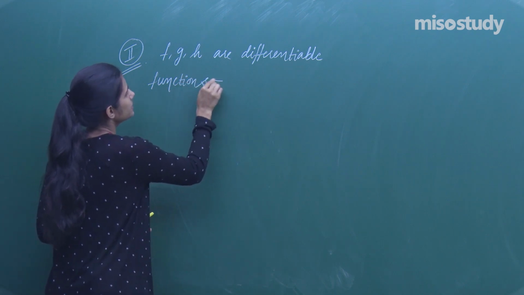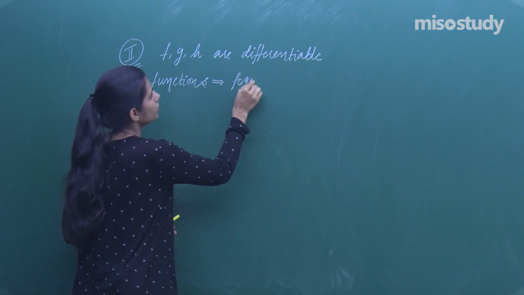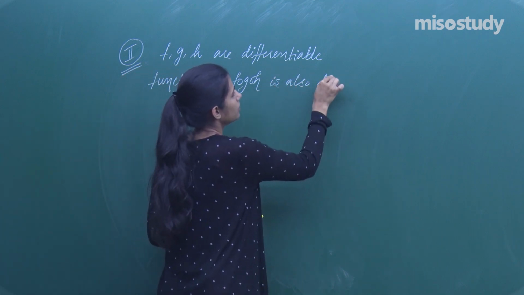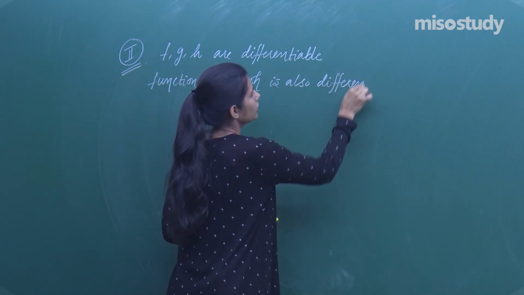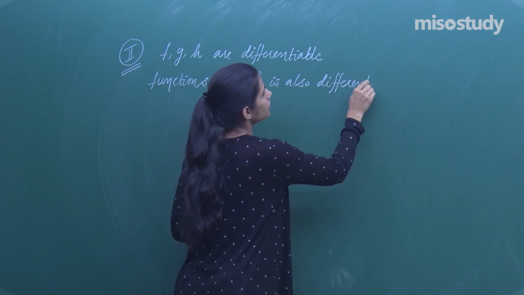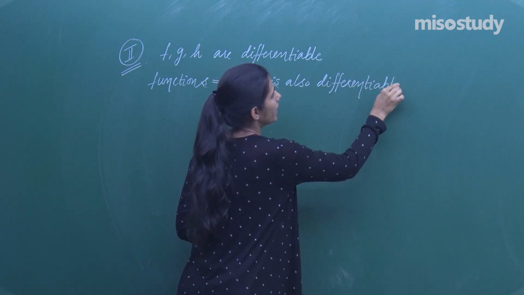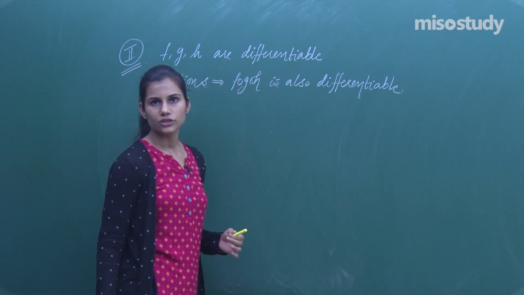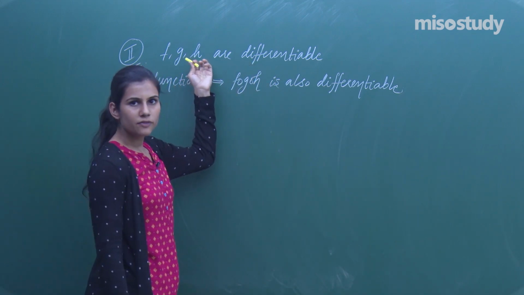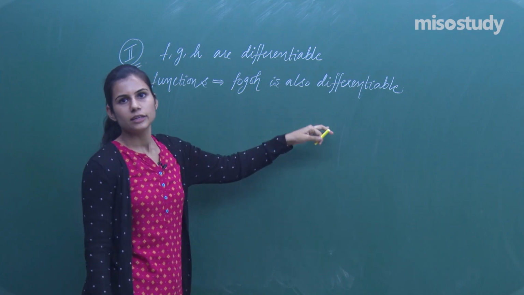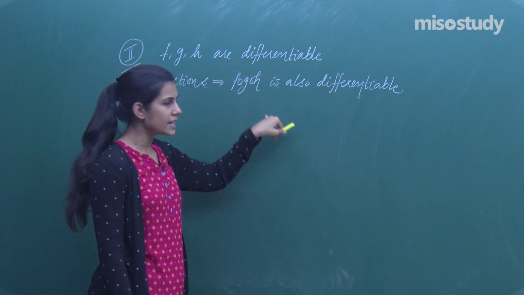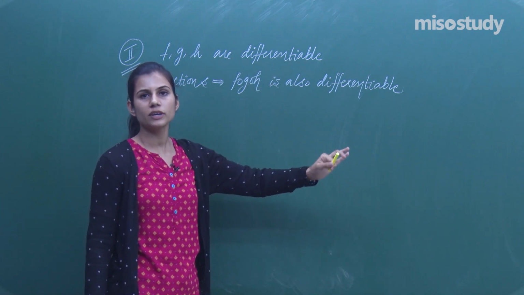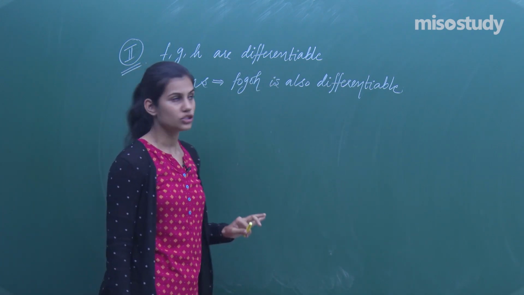Okay? This implies f∘g∘h is also differentiable. First conclusion: the composition of any finite number of differentiable functions is differentiable. Even if there are 4 differentiable functions, their composition is again differentiable. If there are 5 differentiable functions, their composition is always again going to be differentiable. So composition of differentiable functions is always going to be differentiable.